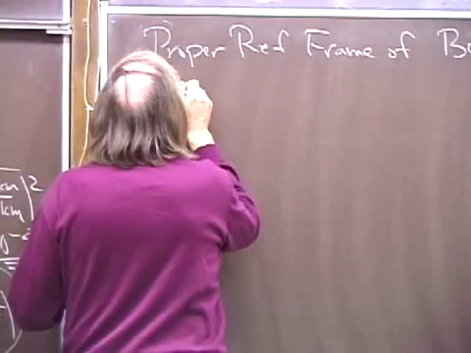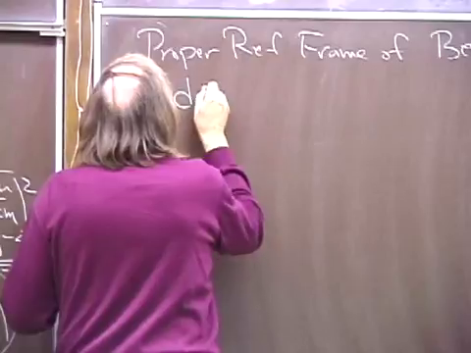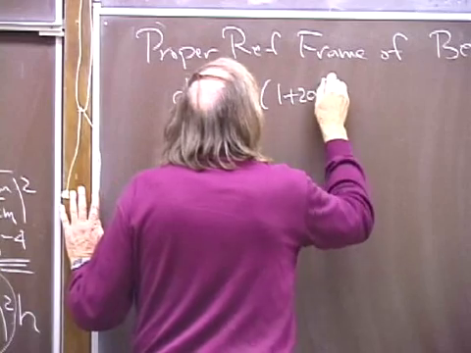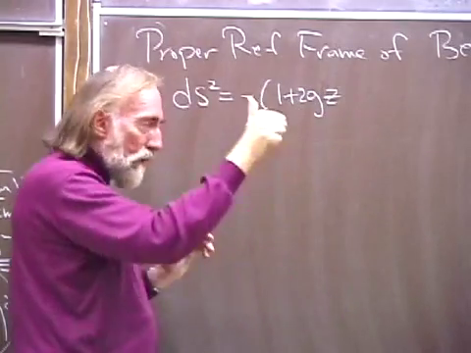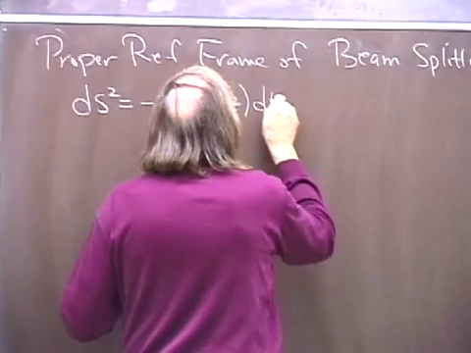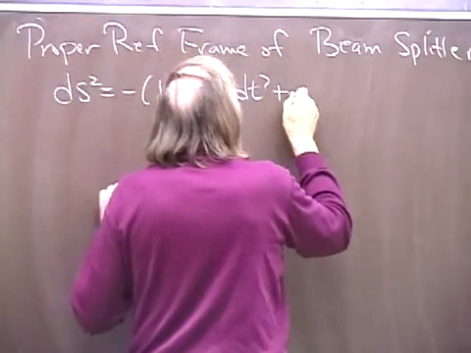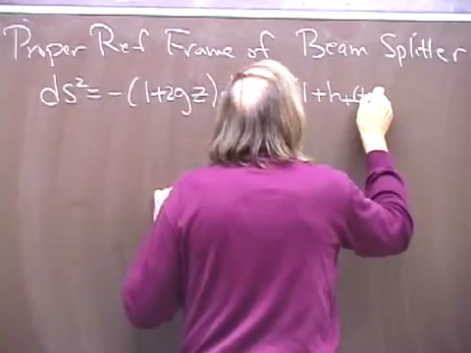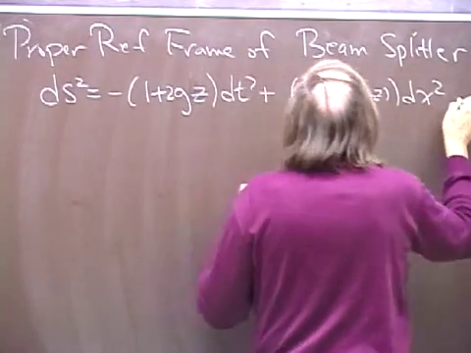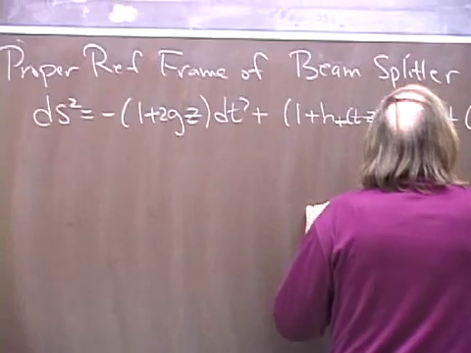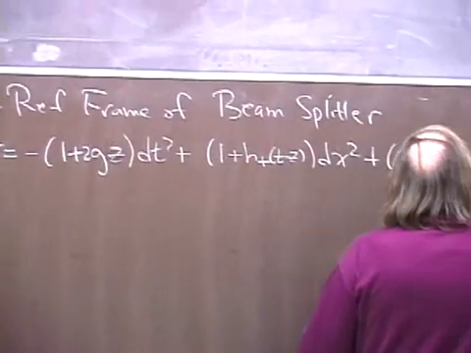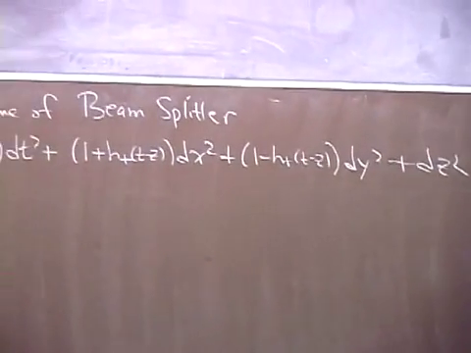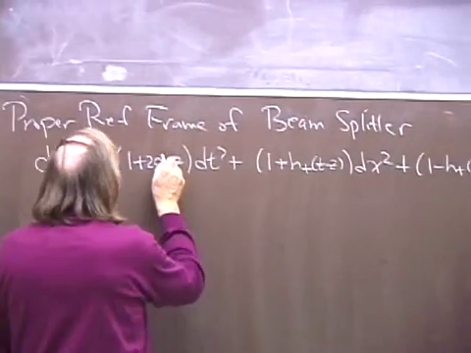The metric then acquires a form ds squared is equal to minus (1 plus 2gz), where z is the upward direction, times dt squared, and everything else is unchanged. So plus (1 plus, say for plus polarization, h plus of (t minus z)) dx squared plus (1 minus h plus of (t minus z)) dy squared plus dz squared. g is the acceleration of gravity, so it's the amount by which I must accelerate upward to prevent myself from falling freely.